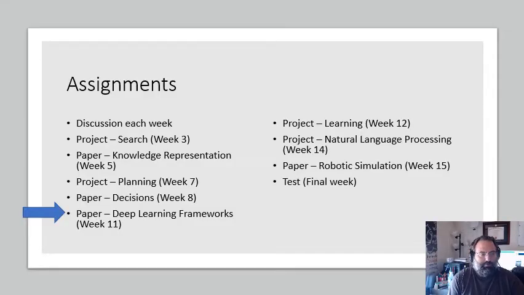We are into week 11, so this week you should be turning in your paper, which centers on deep learning frameworks. Looking ahead, you'll probably want to start on your project in week 12, which deals with learning. And then week 14 centers on another project that deals with natural language processing. You may also find yourself utilizing a deep learning framework when you do your natural language processing. That's entirely up to you, but you do want to do something interesting with it. And then your final paper is on robotic simulations. That's due at the end of week 15.